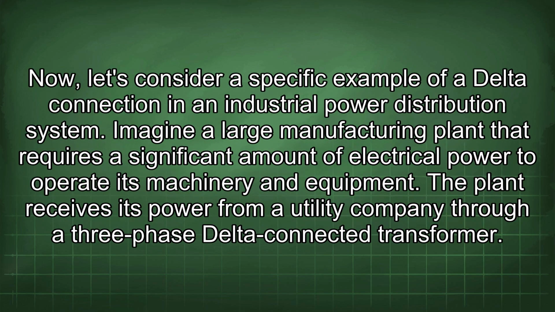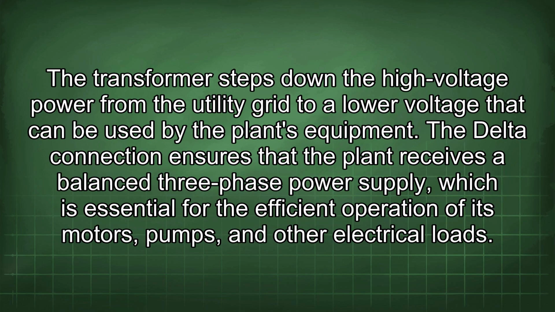Now let's consider a specific example of a delta connection in an industrial power distribution system. Imagine a large manufacturing plant that requires a significant amount of electrical power to operate its machinery and equipment. The plant receives its power from a utility company through a three-phase delta-connected transformer. The transformer steps down the high-voltage power from the utility grid to a lower voltage that can be used by the plant's equipment. The delta connection ensures that the plant receives a balanced three-phase power supply, which is essential for the efficient operation of its motors, pumps, and other electrical loads.